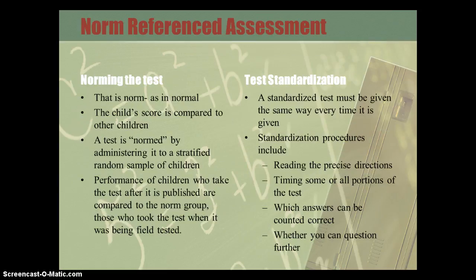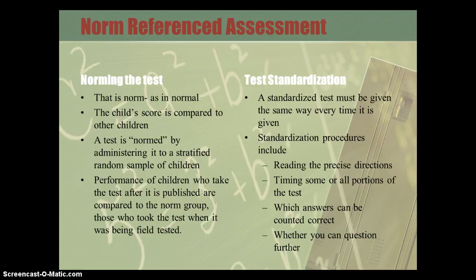When we talk about norming a test, what we're talking about is comparing the child's score to, quote, normal children. And so what they do is they give it to a random sample of children, actually a stratified random sample, which means that the sample will have the same percentage, for instance, of African American kids as the population as a whole, or the same percentage of third graders as the population as a whole. And then what they do is they compare the performance of children who take the test after it's published to the group of children that the test was normed on.